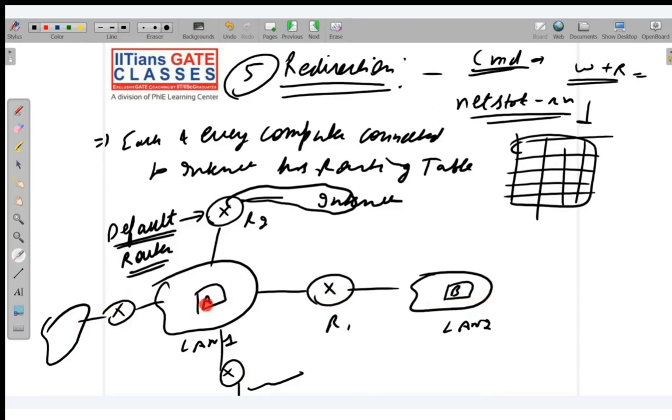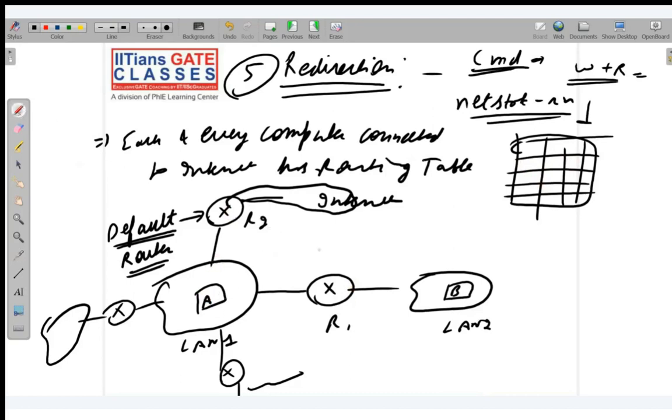Now assume A wants to send a message to B, and I have told you every computer connected to the internet has a routing table. Same is the case with computer A. Computer A also has its own routing table, but in that routing table it will have only one entry initially, that of the default router. Because it is connecting this LAN to the internet, computer A will have only one entry, for the default router only. So when it wants to send a message to B, it should have forwarded the packet to R1, but since in its routing table it has no entry for R1, it will send the packet to R2.